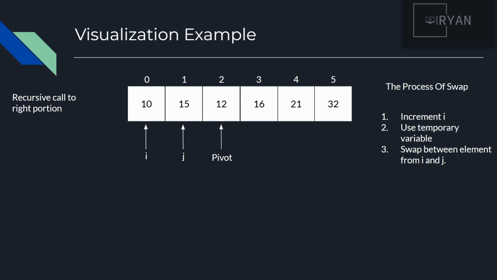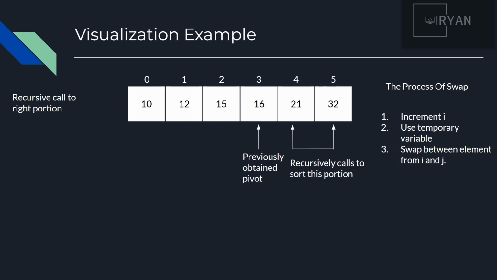Okay, so we check 12 against 15. We will do nothing because 15 is greater than 12. J gets incremented and now pivot and J are pointing at the same element. Therefore, we will have to perform another swap. To perform a swap, I gets incremented, okay, and there we go. We swapped between two numbers. Now we have 10, 12, and 15. Moving on, we will perform another recursive call to the right portion.